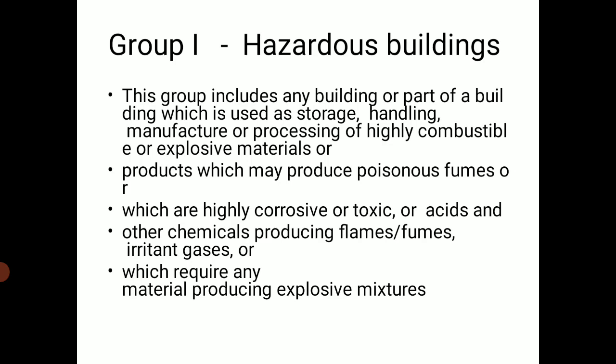Then the last classification is hazardous building. Group I stands for hazardous buildings. This group includes any building or part of a building which is used as storage, handling, manufacture, or processing of highly combustible or explosive materials, or for the products which produce poisonous fumes, or which are highly corrosive or toxic. Okay, so the buildings producing such kind of highly dangerous or hazardous products, which produce fumes, corrosive acids, or irritant gases, all come under the hazardous building category.